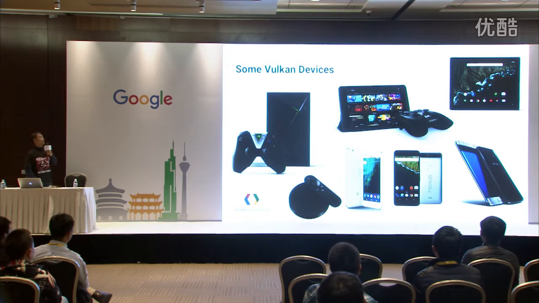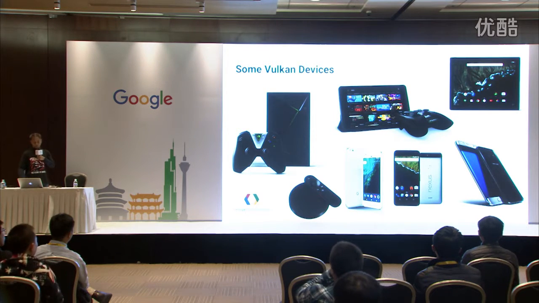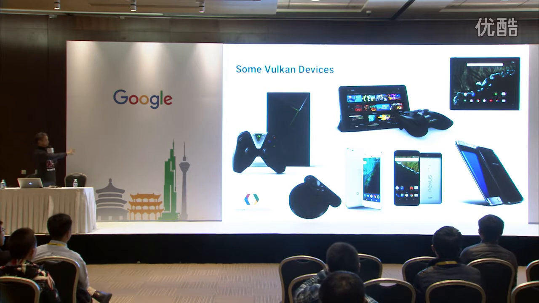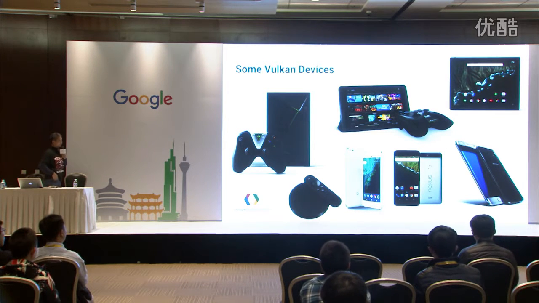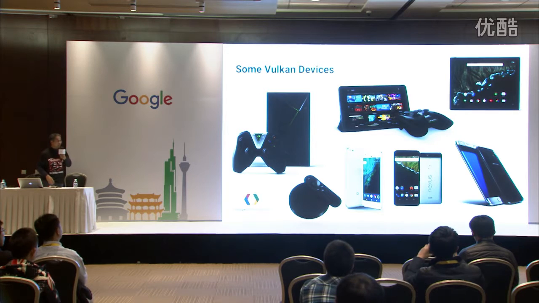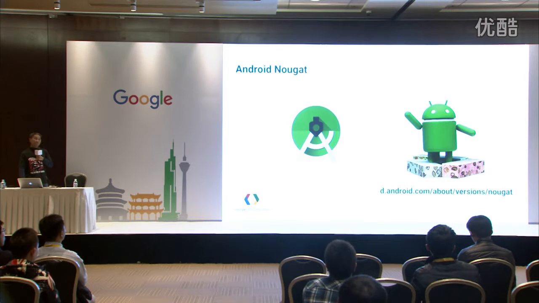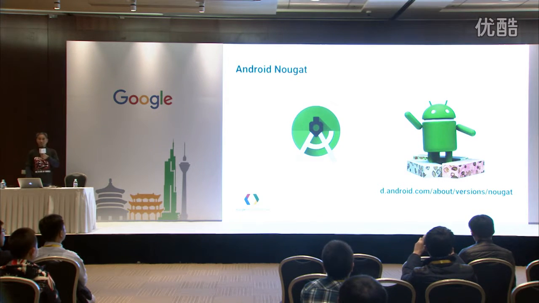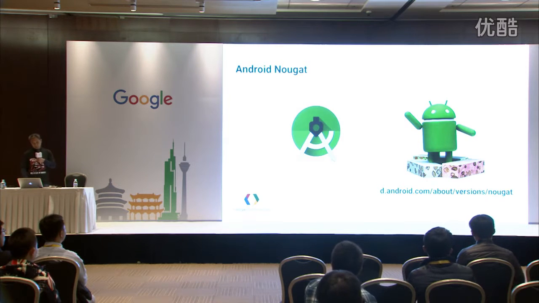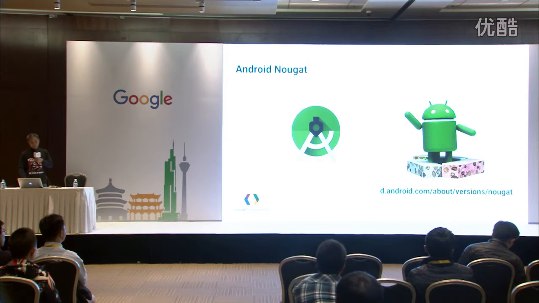So to do Vulkan, we need a device, right? The emulator does not support Vulkan yet, so you need a device to test out Vulkan applications. When Vulkan was released in May, this was the set of devices supported on Android. Now there are more. And you need the OS, of course. Android N is the first OS with Vulkan support built in. And then you need another set of tools.